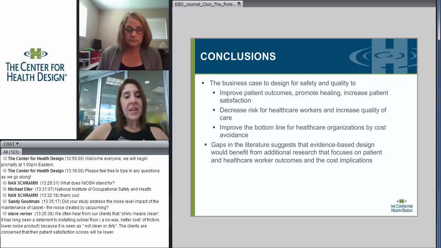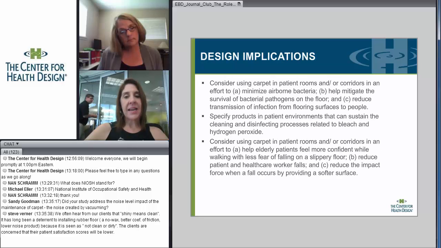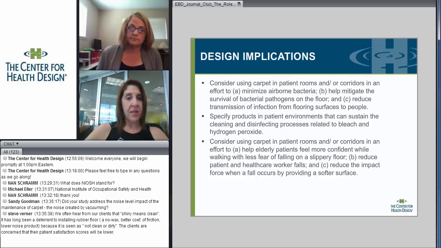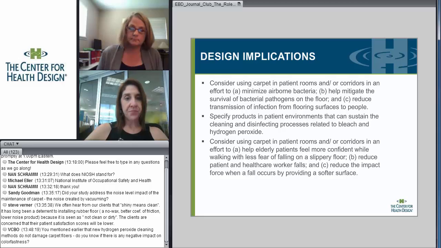So one of the things I really like that the HERD Journal requires, and one of the most important parts, I think, of these journal club discussions is really how then might we take this information and apply it. So talk a little bit, if you will, about the design implications from the research you conducted.